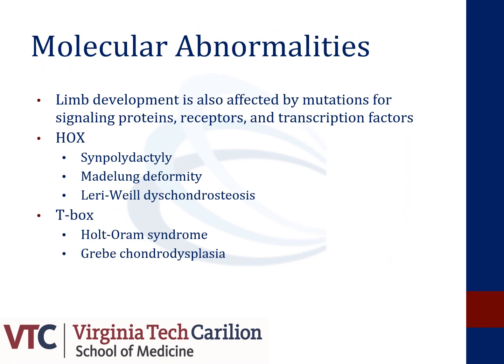Limb development is also affected by mutations for different signaling proteins, receptors, and transcription factors. HOX and TBOX genes code for transcription factors that are important for limb formation, and abnormalities in these can cause different types of symbrachydactyly or other associated extremity syndromes. In these situations, genetic counseling is recommended. Different examples of these might include cardiac defects and radial deficiency in the setting of Holt-Oram syndrome, which is an autosomal dominant syndrome with variable phenotypic expression.